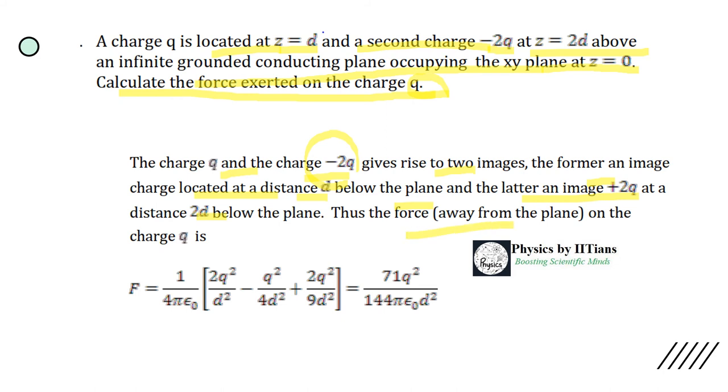So the force on the charge q, due to the combination of these charges, is 1 by 4 pi epsilon naught times 2q square divided by d square minus q square by 4d square plus 2q square by 9d square, which equals 71q square by 144 pi epsilon naught d square.